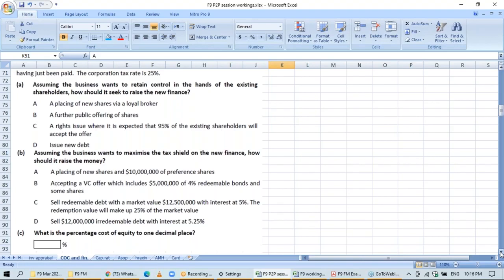So in this case, I'll just tell you the answer first, the correct answer for part B. Let me first write the answer for part A. The answer for part A was D. And the answer for part B is again D. Why is it D?